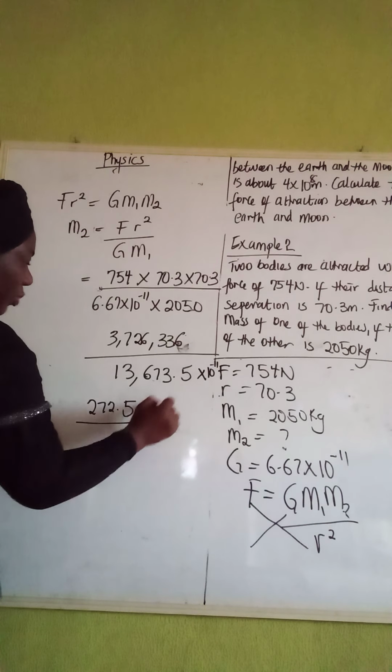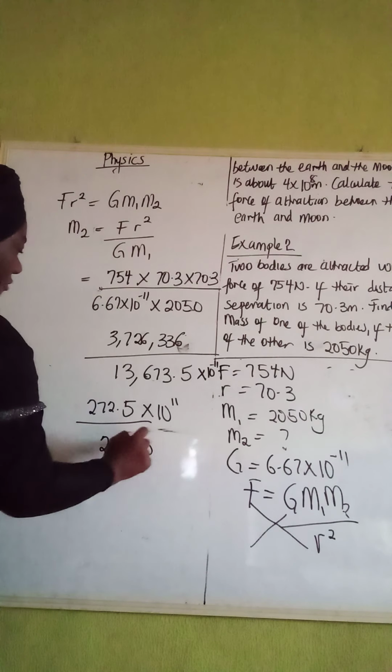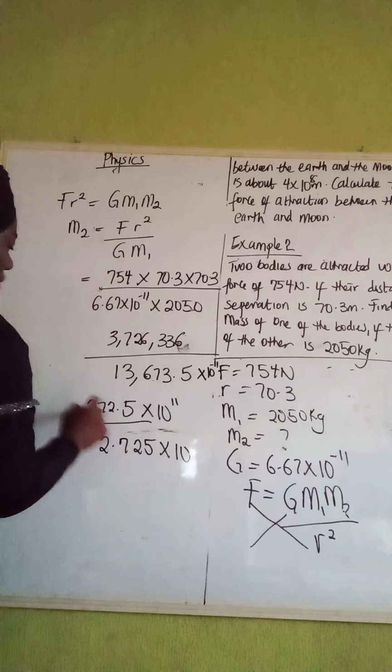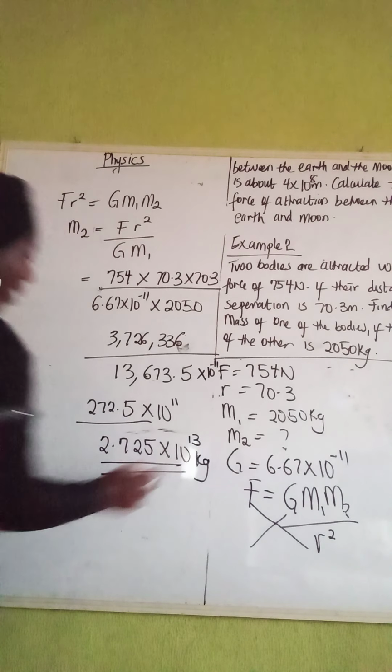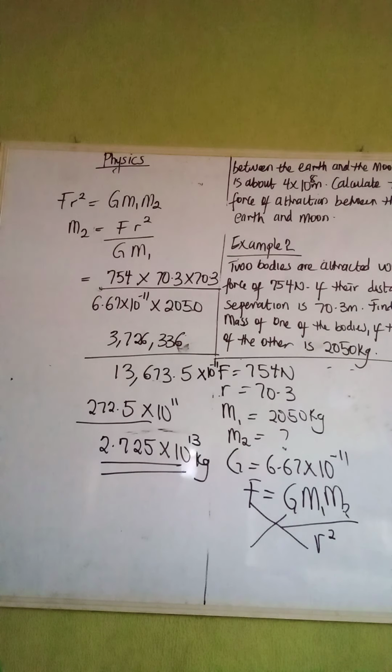So here we have 2.725 times 10 raised to the power 11, 12, 13. 13 kg. Wow, quite big. That is the mass of the second object. Is that taken? That is the mass of the second object.